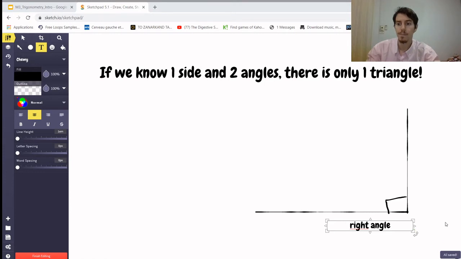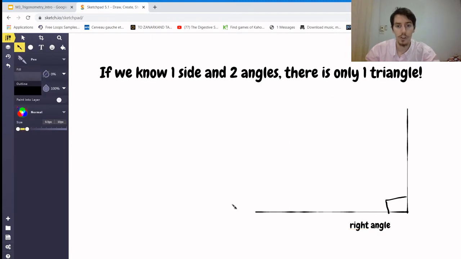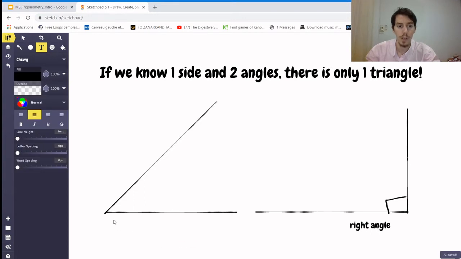Okay, good. Now what? I told you that I need to know one angle of the triangle. So I'm just going to make on the side here an angle. Okay, we're going to say that my triangle has an angle. So here I'm going to make an angle of 45 degrees, but well, it could be any angle. Okay, we have one angle.